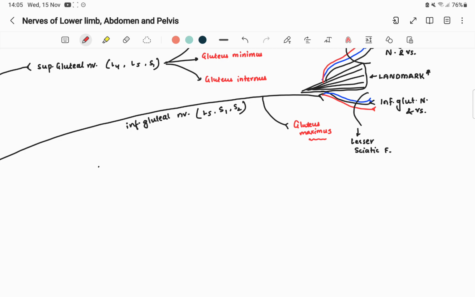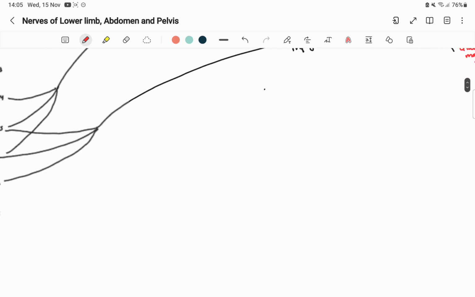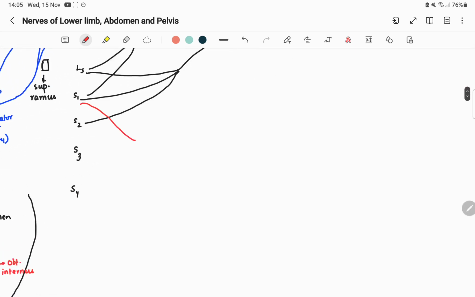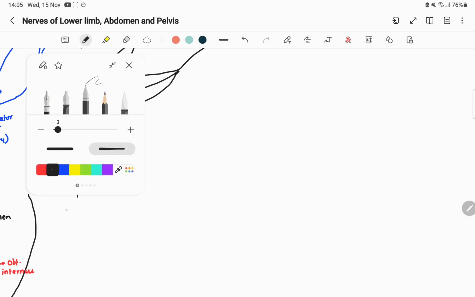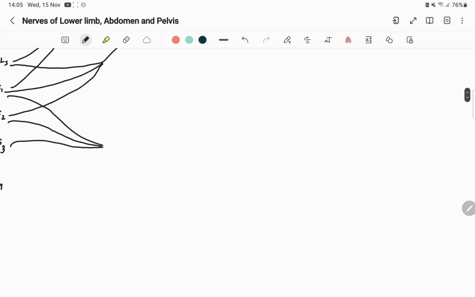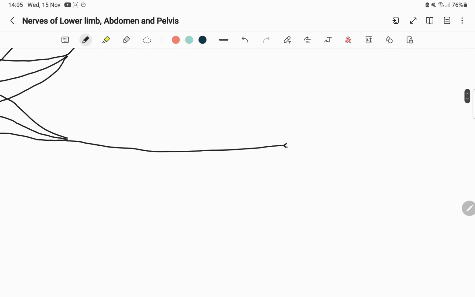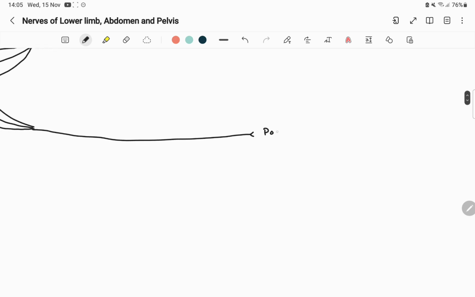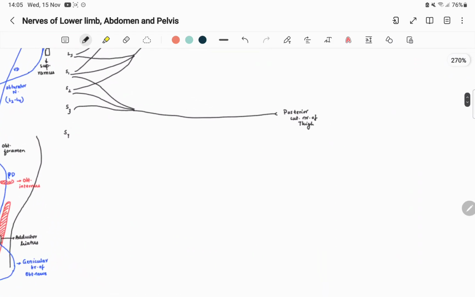Afterwards there is a nerve from the dorsal division only, which is called the posterior cutaneous nerve of the thigh, starting from S1, S2 and S3. Let's maintain the color coding, S1, S2 and S3. This nerve supplies the posterior aspect of the thigh, the skin of the thigh. Posterior cutaneous nerve of thigh, understood.